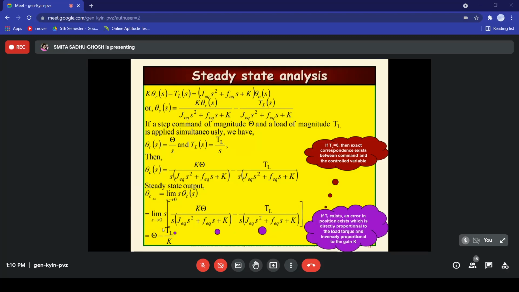But apart from that, from the point of view of steady state analysis, obviously you can see that it is desirable that the gain K is made as large as possible, so that a correspondence between the input and the output is possible, and the system will track better in the presence of load or disturbance as well.